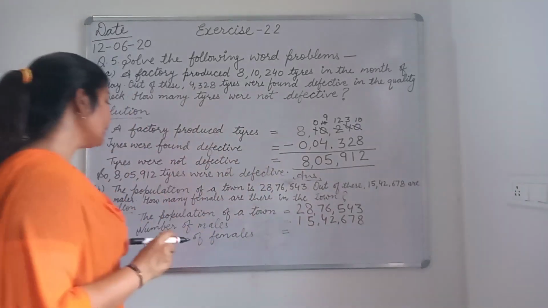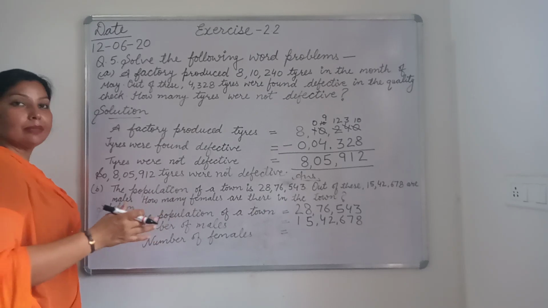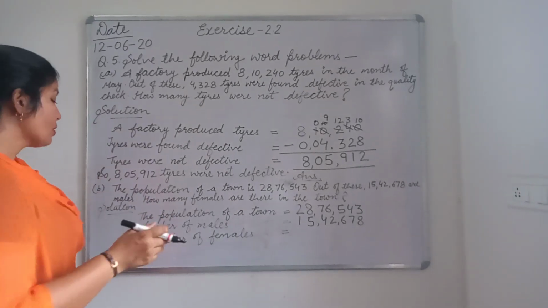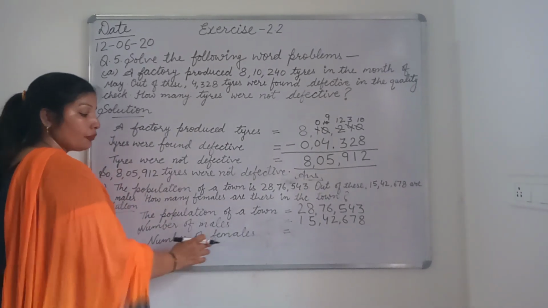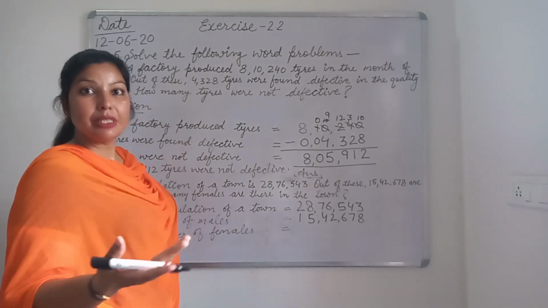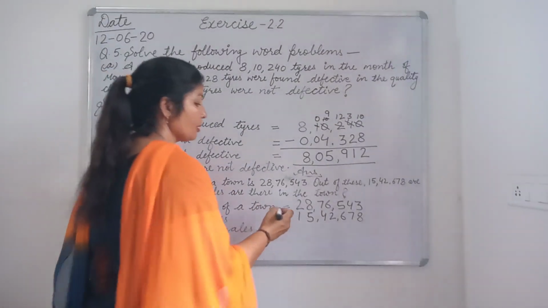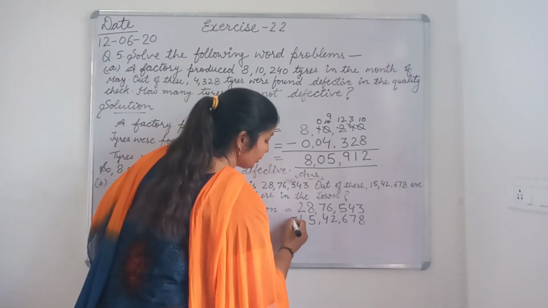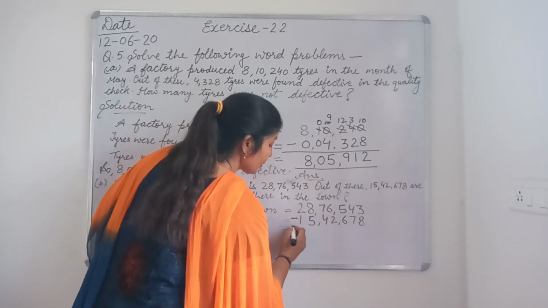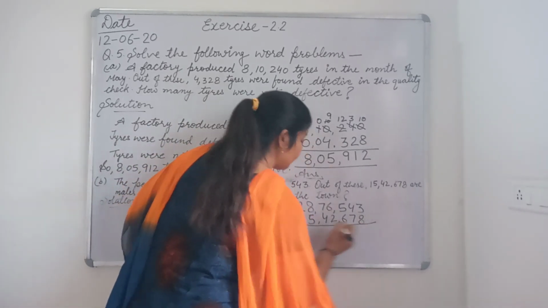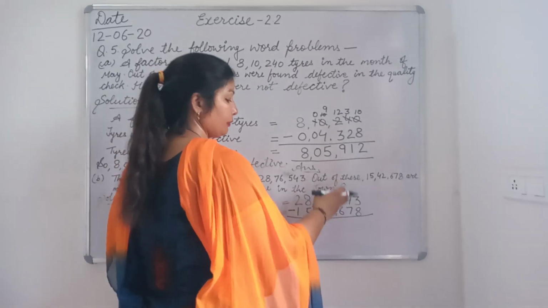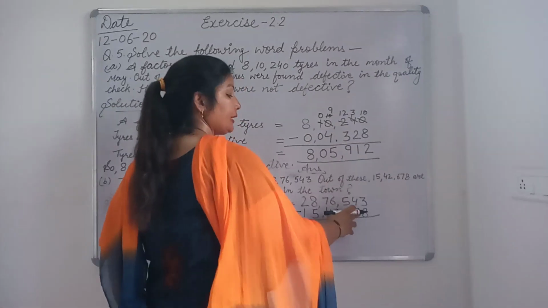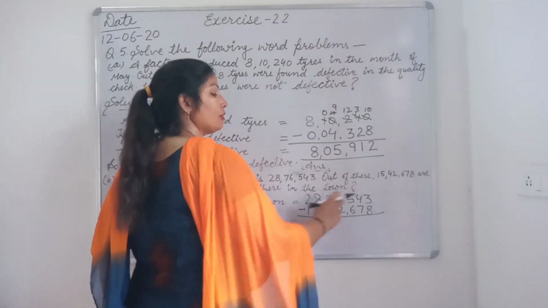Now what do we have to find? The number of females. So we write a sentence, number of females. For the number of females we will do subtraction, so we put a minus symbol here. Now we will do subtraction. We start from the ones side. Here the upper number is 3 and the lower is 8.